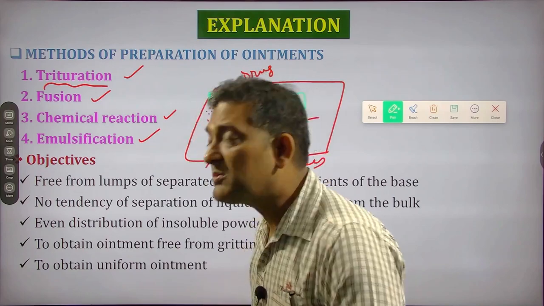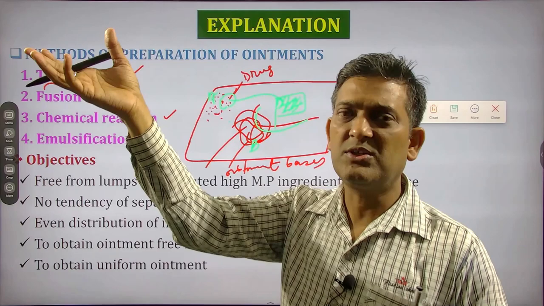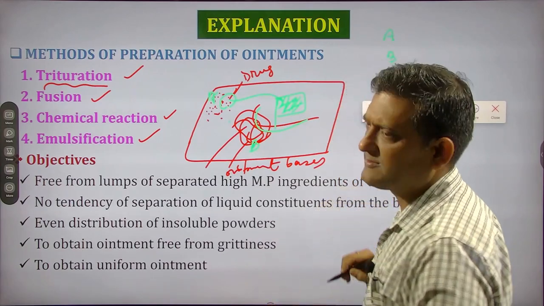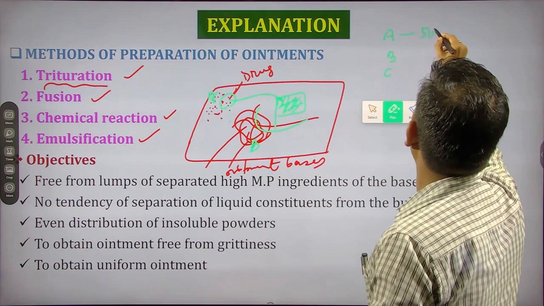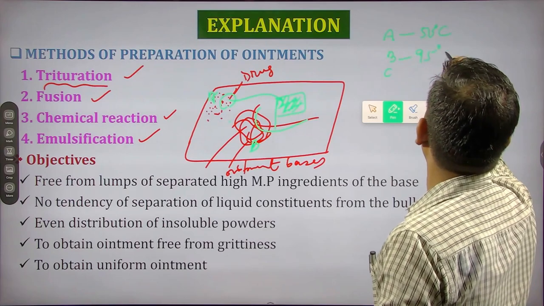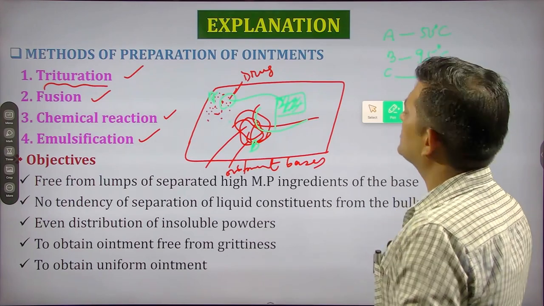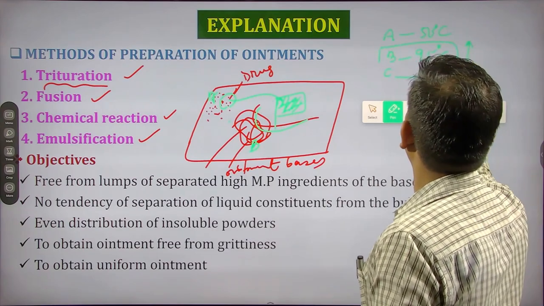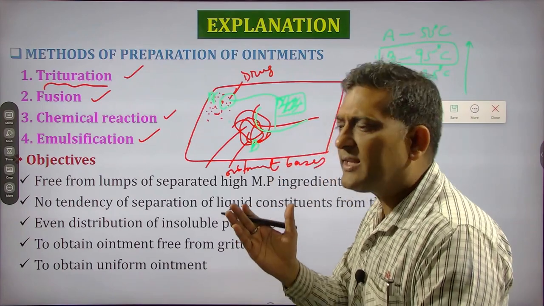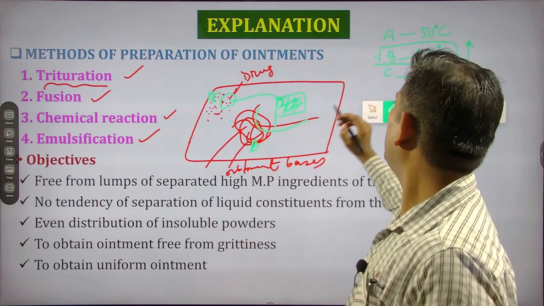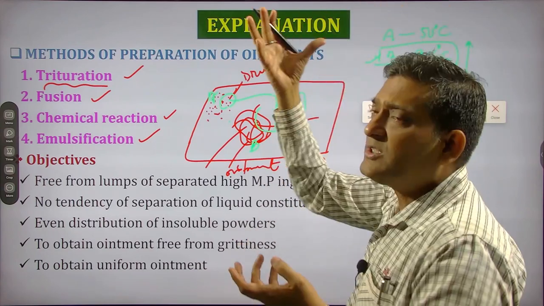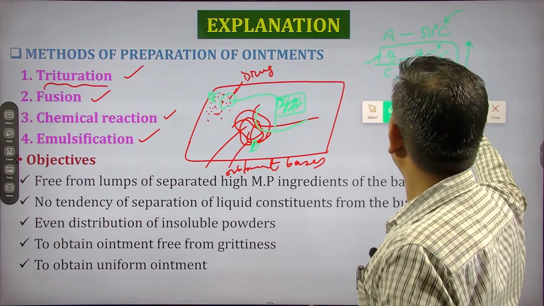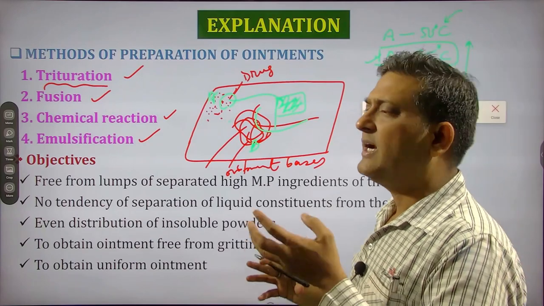And what about the other methods? Fusion method. In the fusion method, you start with the highest temperature and slowly the temperature is reduced. Suppose you have taken three chemicals, A, B and C. A melts at 50 degrees Celsius, B at 95 degrees Celsius and C at 25 degrees Celsius. In the fusion method you increase the temperature up to 95 degrees Celsius. First, you put B and raise the temperature up to 95 degrees Celsius so that B is mixed. Now slowly you decrease the temperature, and when it is reduced to 50 degrees Celsius, you add A, and when it is reduced to 25 degrees Celsius, you add C. By this process it is completely fused.